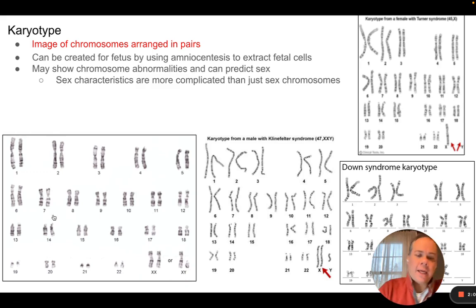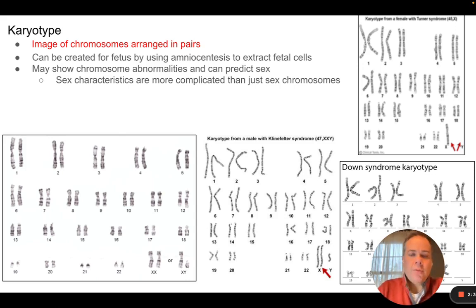We can also look at the sex chromosomes. Remember, there's 23 pairs of chromosomes, 22 of what we call autosomes, and there's one set of chromosomes that are important in determining the sex of the fetus after it's born. They're called the sex chromosomes, and there's two potential sex chromosomes that can be present, an X chromosome and a Y chromosome.